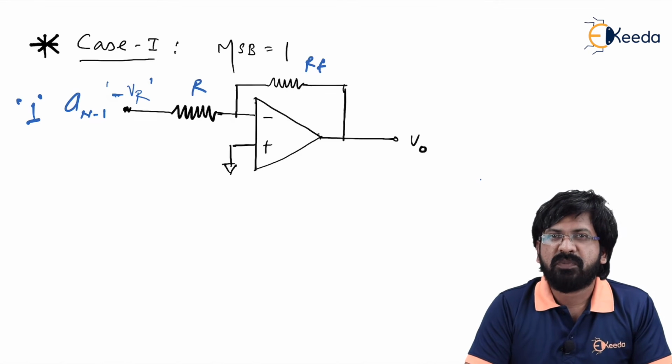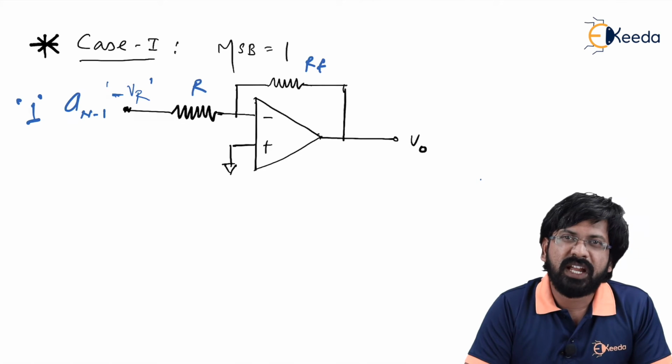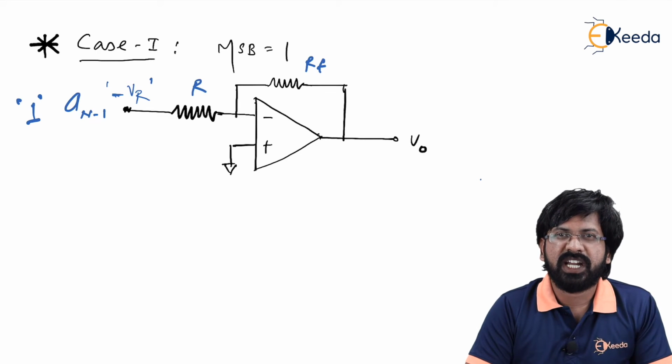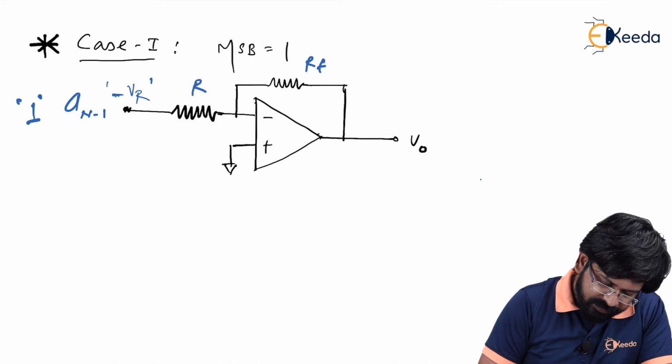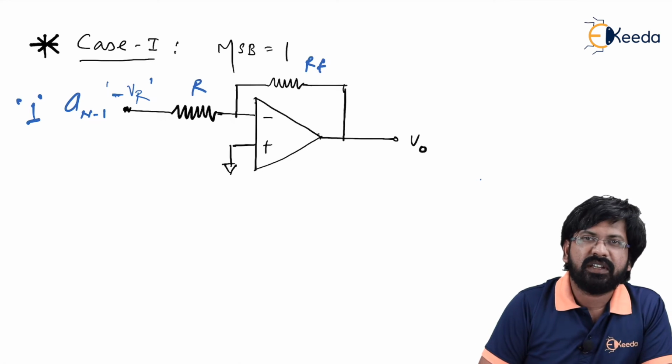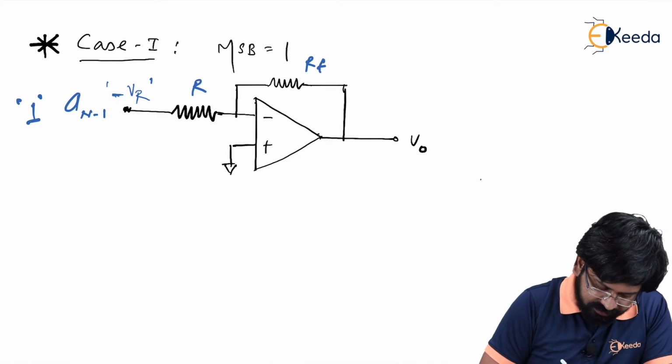See, at the end I want positive output. So what if I apply negative input to inverting amplifier? So it would give you negative into negative product as positive. So the whole motive of providing negative input to this is only to get positive output at V0.